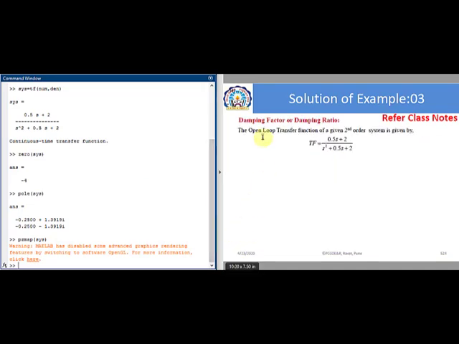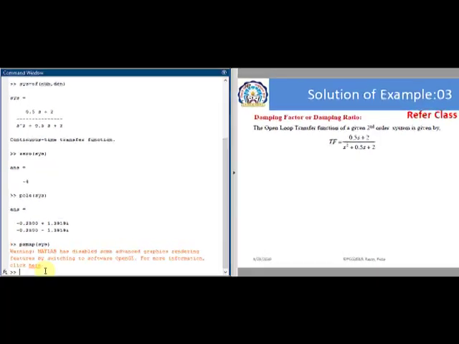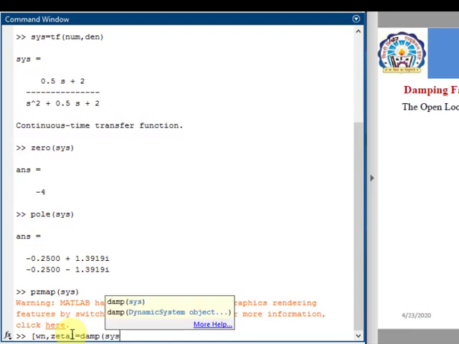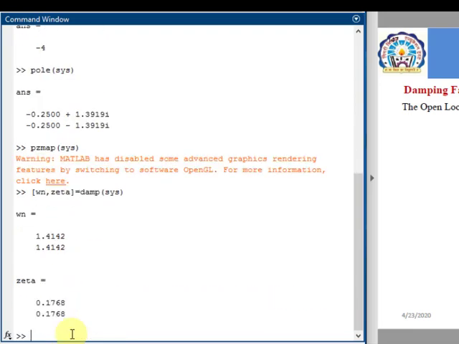Next is damping factor or damping ratio. From the S-plane we can also determine the damping factor, damping coefficient. Otherwise we will use a command. Suppose I want to determine the damping factor as well as the natural frequency, then omega n comma zeta equals damp, the command that we are using here, damp, and of what system you want to get the parameters, sys. So here you can find natural frequency 1.41 for pole 1 and pole 2, and damping factor 0.17, and zeta for the second pole 0.1768. Now cross verify our value.